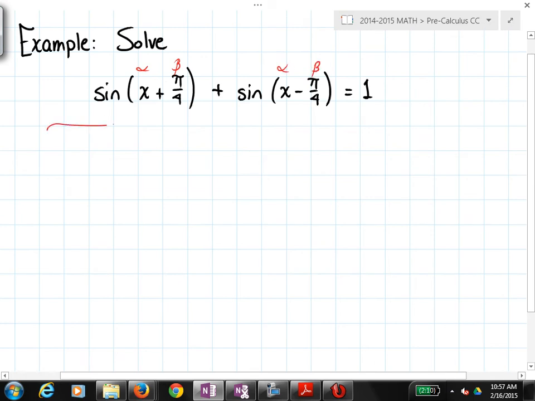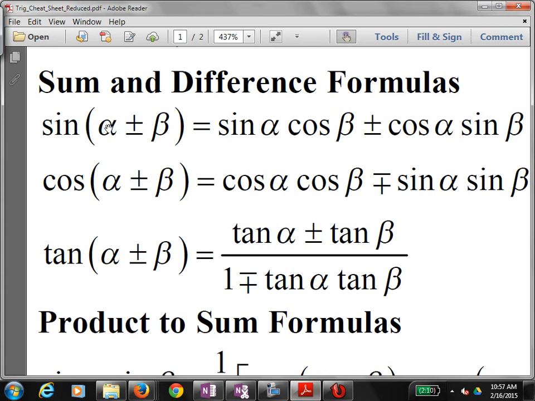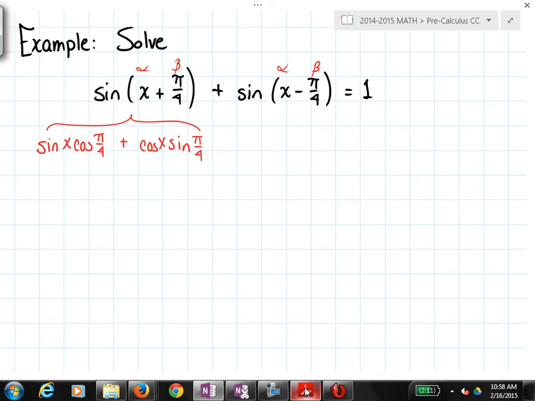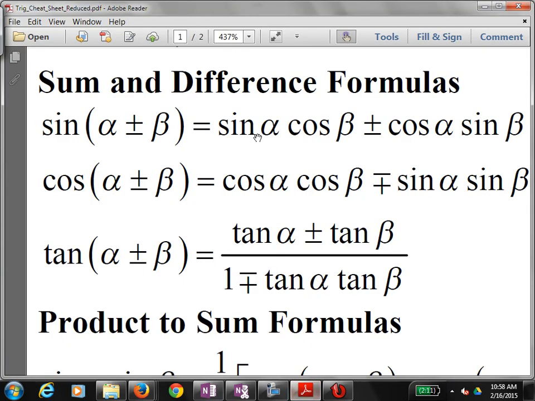So let's do this example first. Sine of x plus pi over 4. If I go to my formula, sine of alpha plus beta is going to be sine cosine plus cosine sine. Okay, so let's rewrite that. This is going to become sine cosine plus cosine sine. Let me just make sure that's what the formula said. Sine cosine, cosine sine, and just make sure that you replace alpha and beta appropriately.